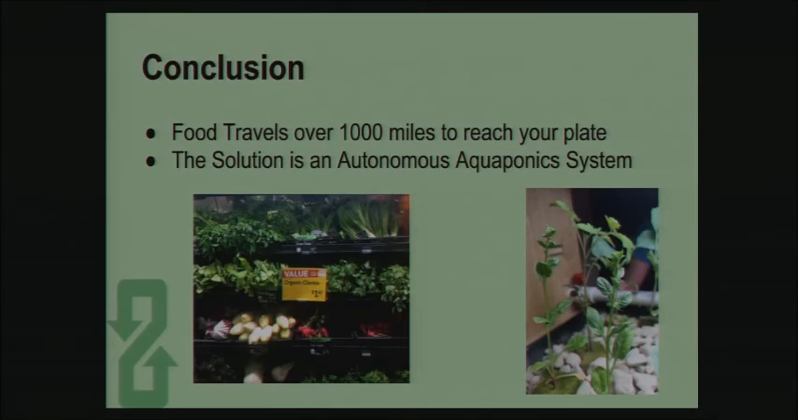And so in conclusion, your food is traveling thousands of miles to reach you. Your lettuce comes all the way from California, and that's just so far. Maybe we can bring this process closer to you. And the solution here is an autonomous aquaponics system.